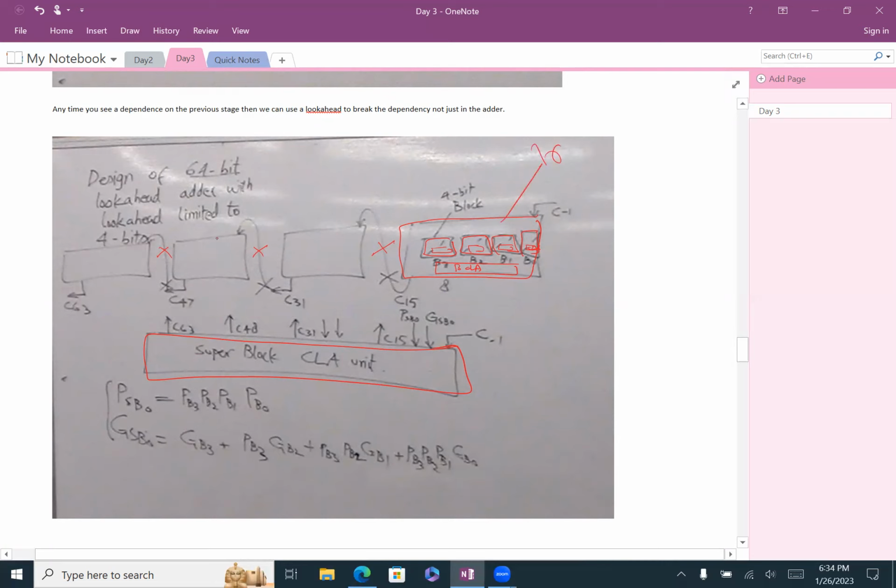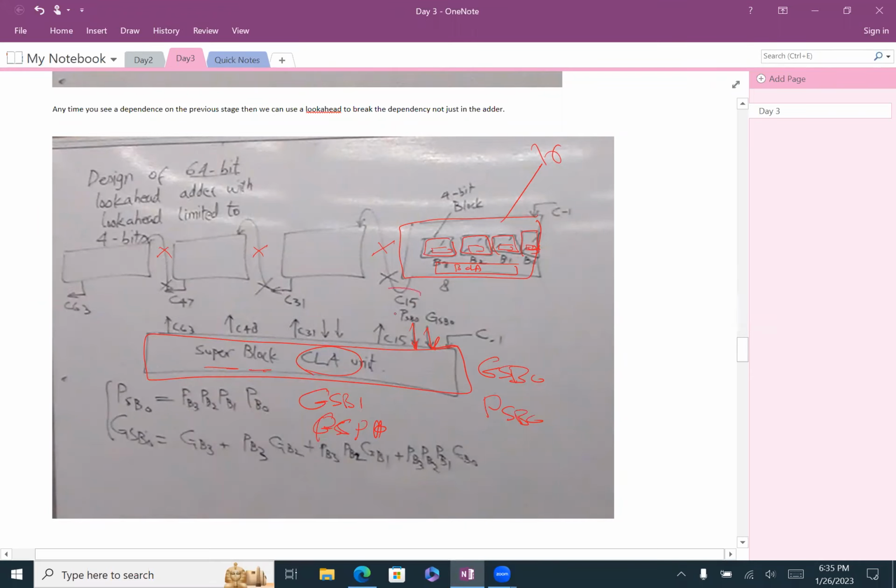And how do we put them together? Using this super block CLA. What's your input here? Remember, it's going to be G super block 0, B super block 0. And the same thing here, you will have 2 inputs. You will have G super block 1, B super block 1. I'm sorry, 1.